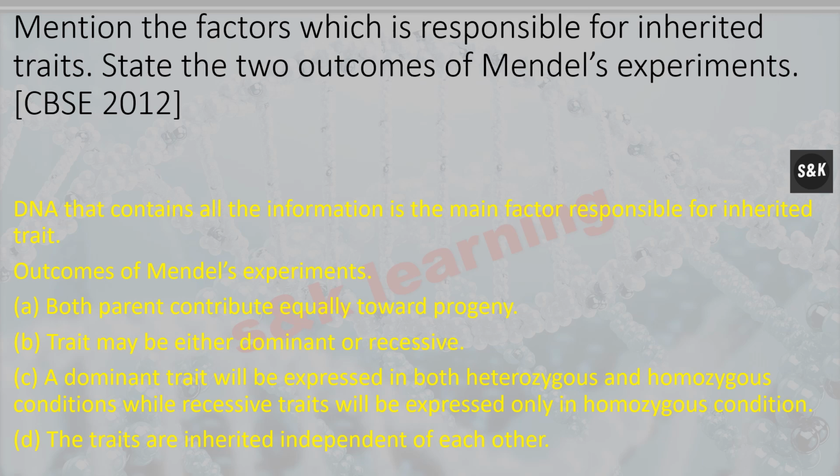Mention the factors which are responsible for inherited trait. State the two outcomes of Mendel's experiment. DNA, which consists of all the information, is the main factor responsible for inherited trait. Outcomes of Mendel's experiment: both parents contribute equally to a progeny. Trait may be either dominant or recessive. A dominant trait will be expressed in both heterozygous and homozygous condition, while a recessive trait will be expressed only in homozygous condition.